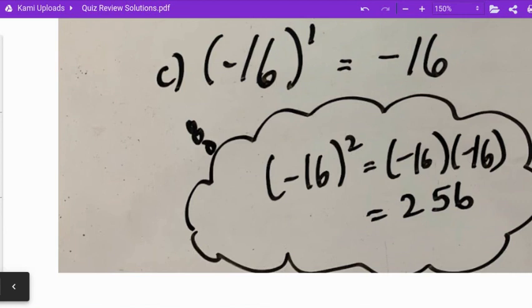For number C, we have negative 16 to the exponent 1. So this is just as if we had any other number, like a 3 or a 5 to the exponent 1. It's just going to be one of those numbers by itself. Negative 16 is the answer. Now, if we did have negative 16 squared, what might that be? Well, then we would multiply negative 16 times negative 16, which would make a positive. But in this case, there's just one of them, so it's negative 16.